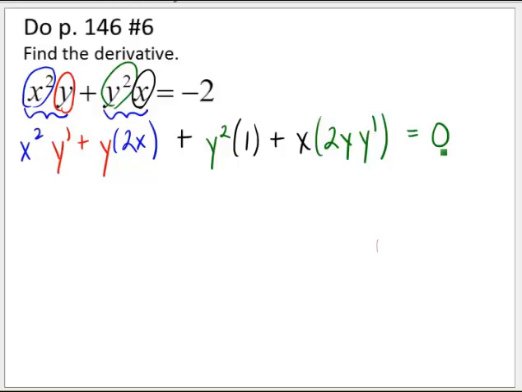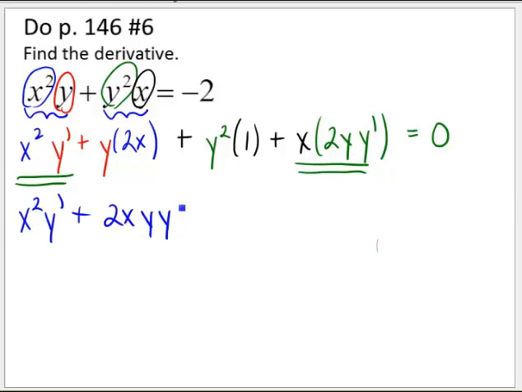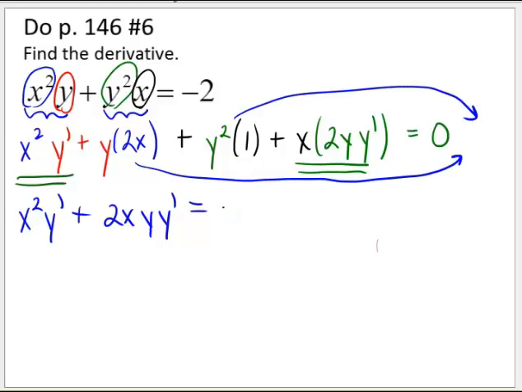Now the second step is to collect all my y primes on one side. So what I'm going to do is I'm going to underline all my terms with y prime. And I'm going to move everything to the other side that doesn't have a y prime. So these first two, x squared y prime and this one, I'm going to rearrange it just a little bit so it says 2x y prime, equals, we're moving that term to the other side and this term to the other side. So this actually makes it say negative 2xy, and I'd have a minus y squared.